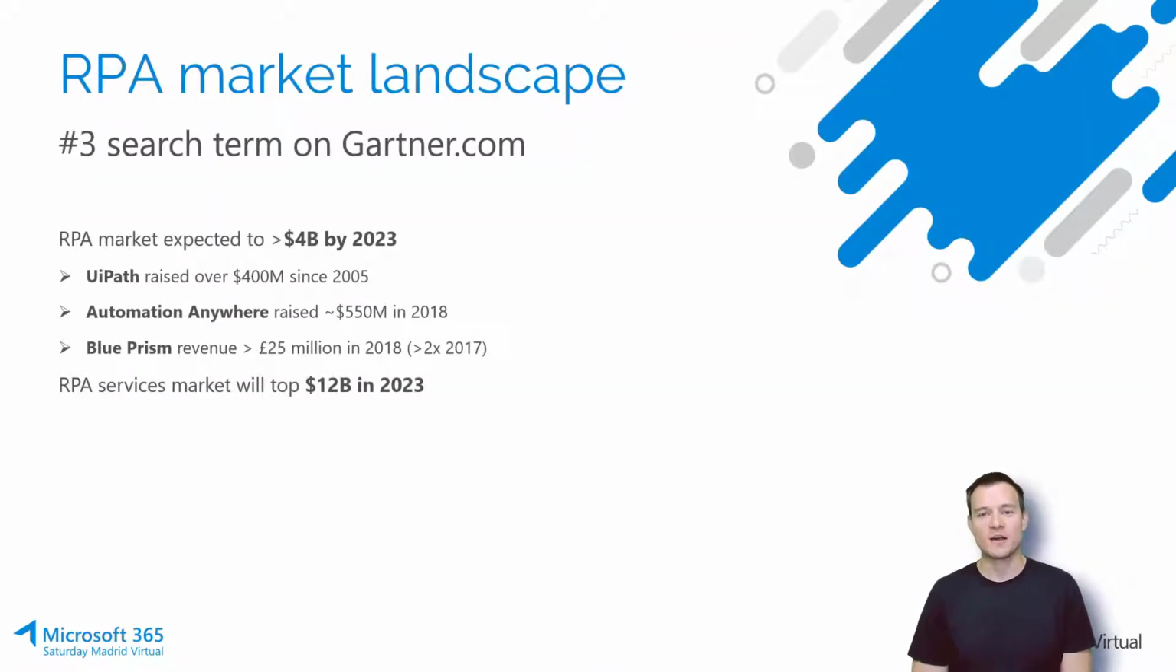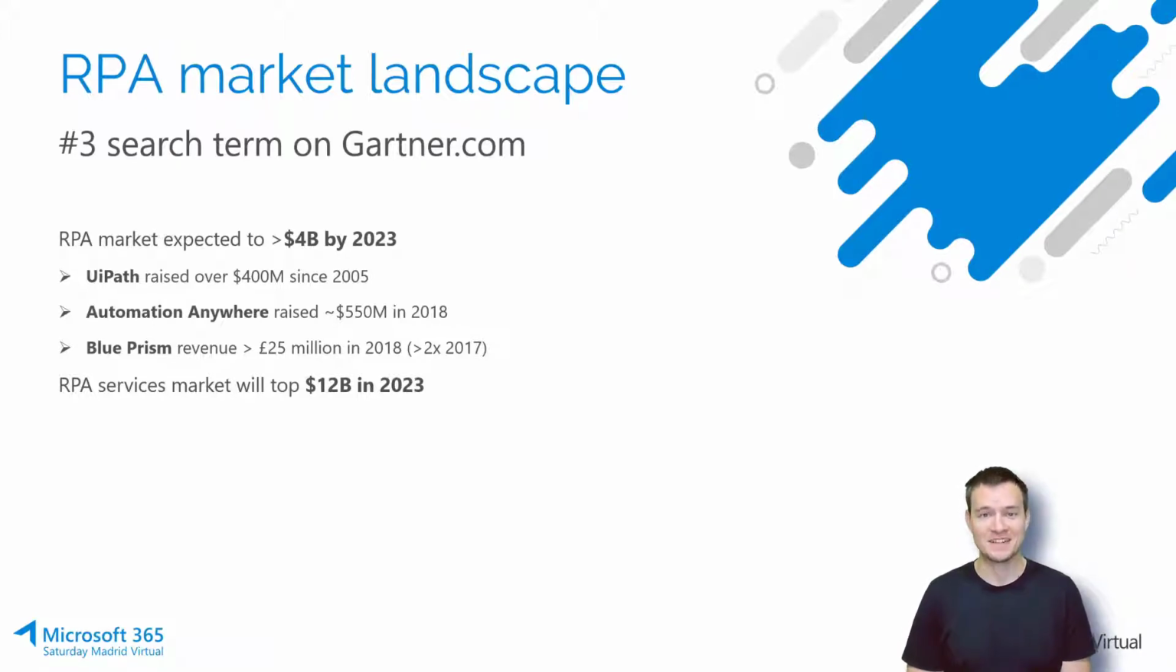So just before I continue, I wanted to make a short introduction to what RPA is so that we are on the same side with the same knowledge. RPA stands for Robotic Process Automation, and according to Gartner research, it is the third most searched term on Gartner. So it shows how much big enterprises especially are really focused on looking at what RPA is. And Gartner is predicting that this market is going to rise up to $4 billion by 2023, which is really a huge amount of money.